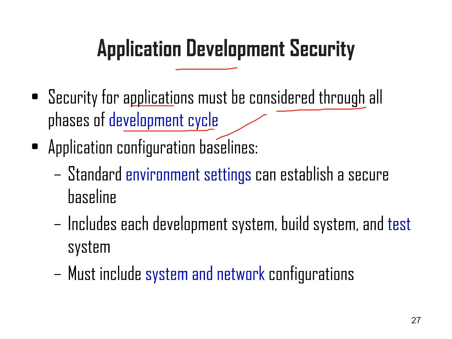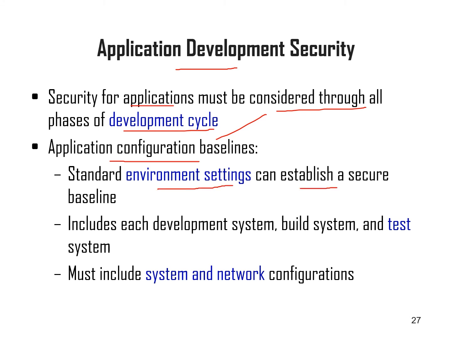So if I am developing a particular software, it has to enter into the development cycle and it has to come out from the development cycle. So security for the applications should be considered through all the different phases of the development cycle. Application configuration baselines. So what are all the baselines, the basic things we have to follow? Standard environmental settings can be established.